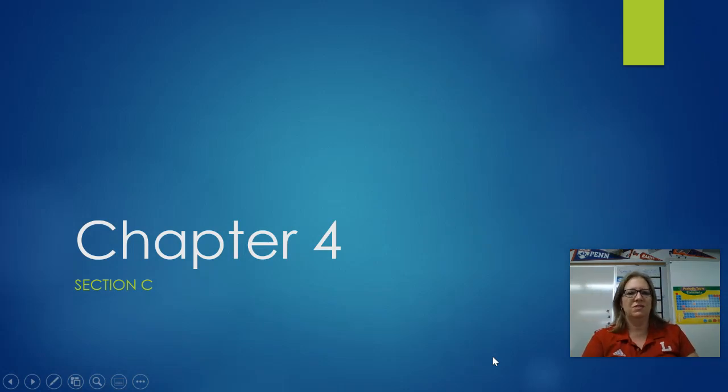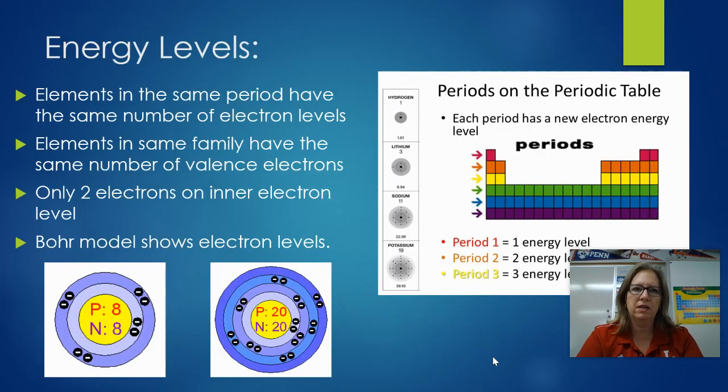All right, guys, welcome to section C of chapter 4. We're going to continue talking about the periodic trends on the periodic table. So last section, we talked about those energy levels. The electrons orbit around the nucleus at different orbital places, and that coincides with the periods on the periodic table. So the elements in the same period have the same number of electron levels.